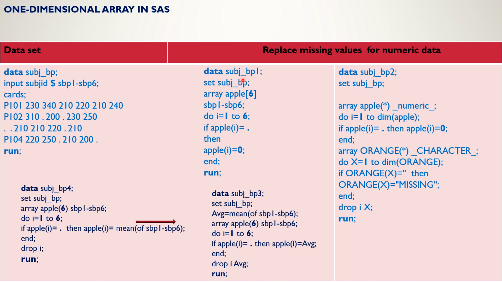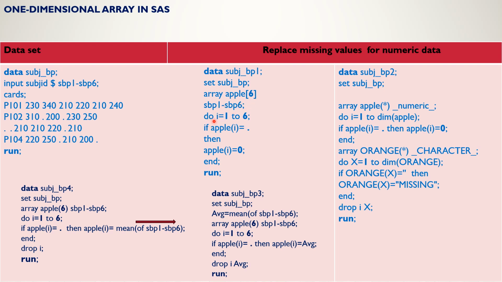data subject_bp1; set subject_bp1; array. This is the statement. Apple is the array name. Once you write array, after that we write the array name. Here in the bracket, this is 6, the length of the variables. How many variables are there from here? SB1 to SB6, 6, right? That is the length of the array. So array apple in the bracket the length of the variables, SB1, SB2, up to 6.